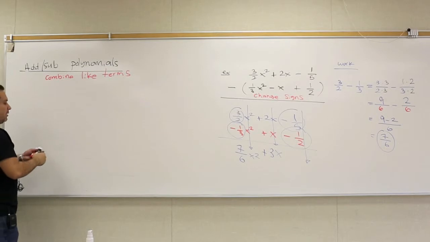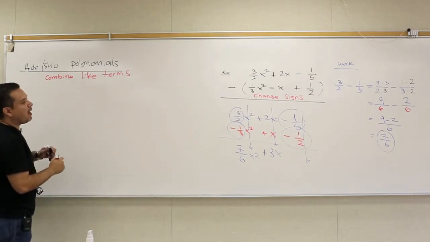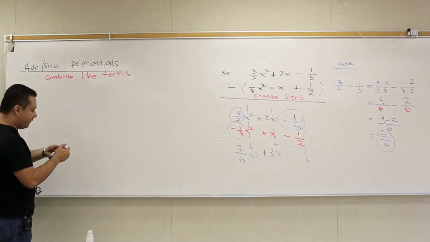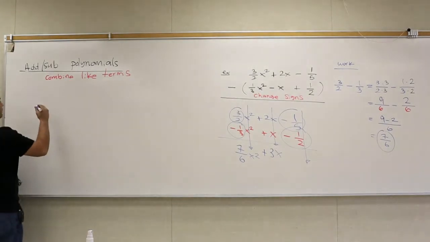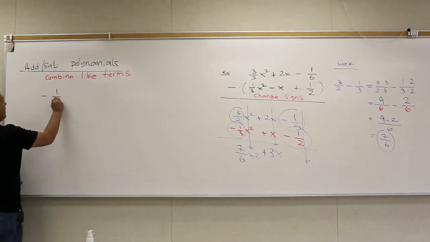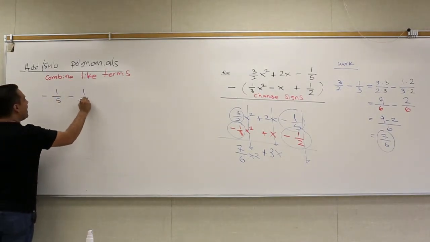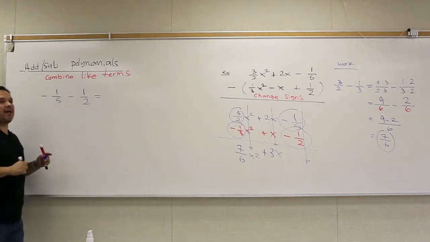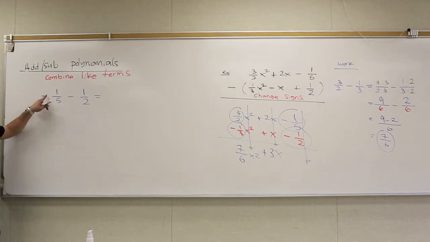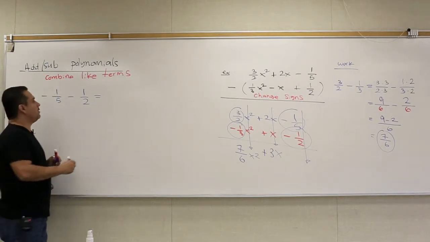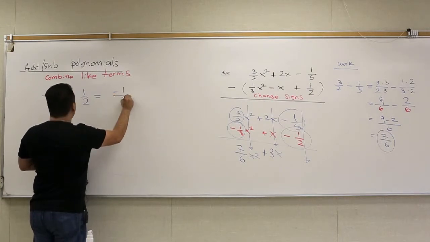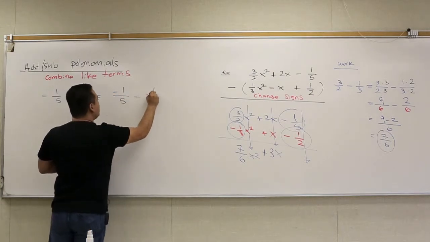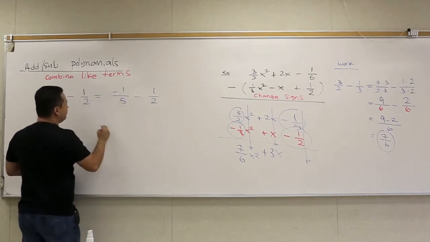All right, let's do the work for the other fraction problem. We've got negative 1/5 minus 1/2. We're reviewing these fractions. If you remember this procedure I gave you, where does the negative sign belong? Let's put that negative sign on top. So we go negative 1 over 5 minus 1 over 2.